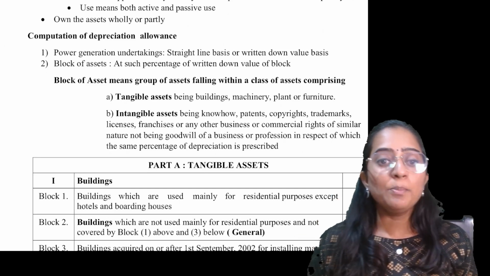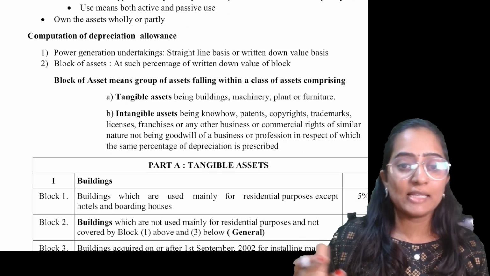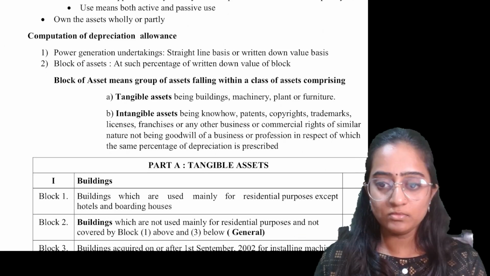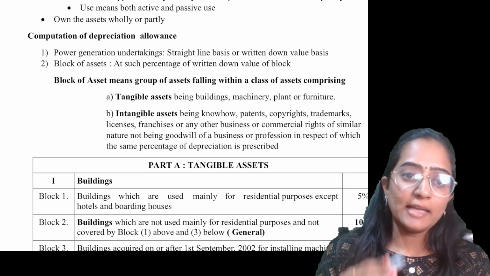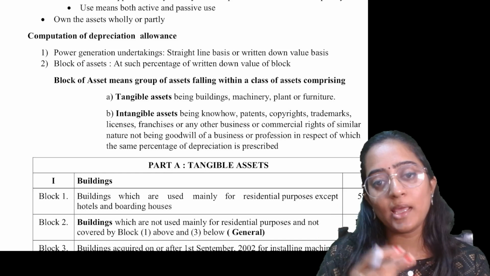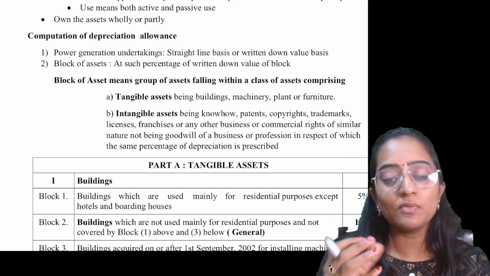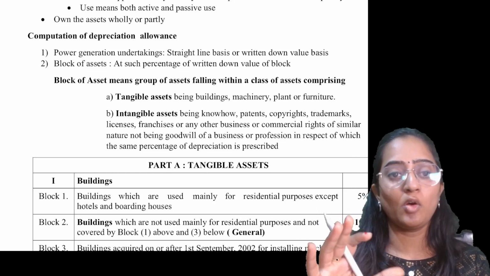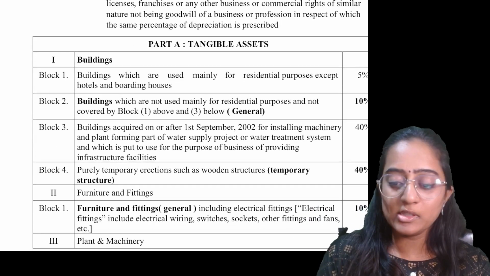Clear? See, block of assets for that matter. Assets are of two types, tangible assets and intangible assets. Clear? Tangible assets are machinery, whatever it is, which you can touch and feel: machinery, plant, furniture, everything combined. Intangible assets are those which you can't touch and feel. These are patents, licenses, trademarks, copyrights, etc. See, for tangible assets, a very important point which you need to understand is building.